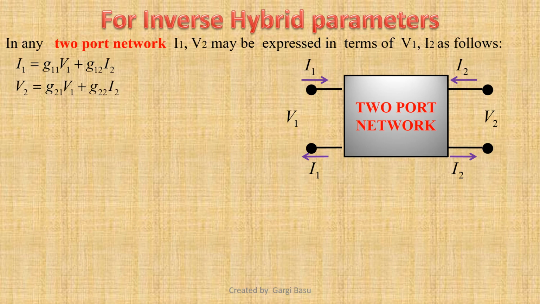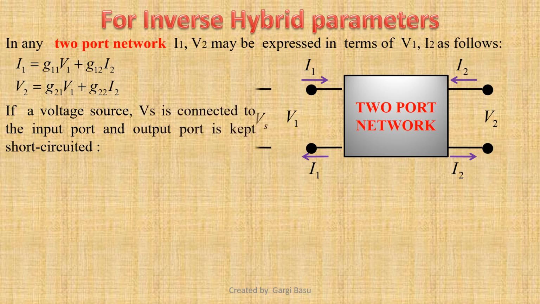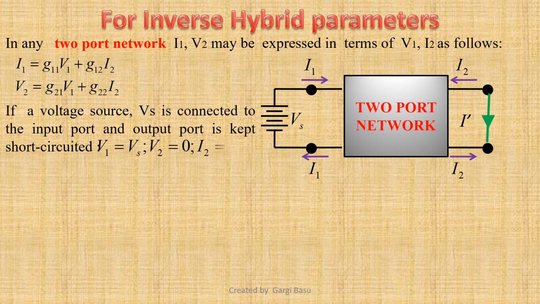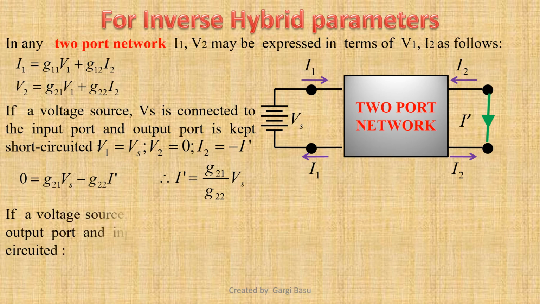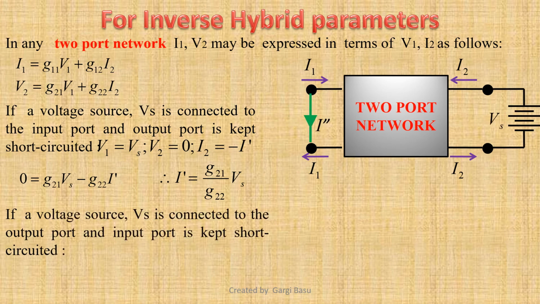Let us now connect a voltage source Vs at the input port, and the output port is short circuited. Therefore, V1 equals Vs, V2 equals 0, and I2 equals minus I dash. From the second equation, we get 0 equals G21 Vs minus G22 times I dash. Therefore, I dash equals G21 by G22 times Vs. Now, let us connect the voltage source Vs at the output port, and the input port is short circuited.